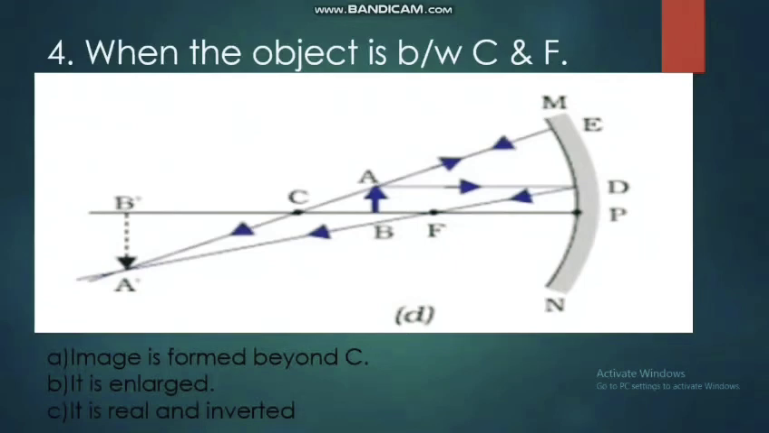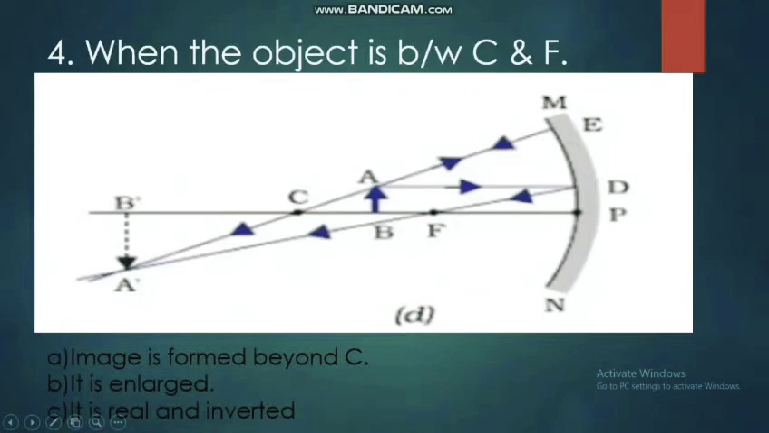Move forward to the next case, the fourth. When the object is between C and F, C meaning the center of curvature and F meaning the focus. Now remember the last case: we already saw that the image was of equal size because the object was at C, the center of curvature. Now it is common sense that when you go towards the mirror, since the last case was equal, the next will always be enlarged. Because when you come in front of anyone, you become enlarged, because your angle of vision will increase. So here again we take two rays.